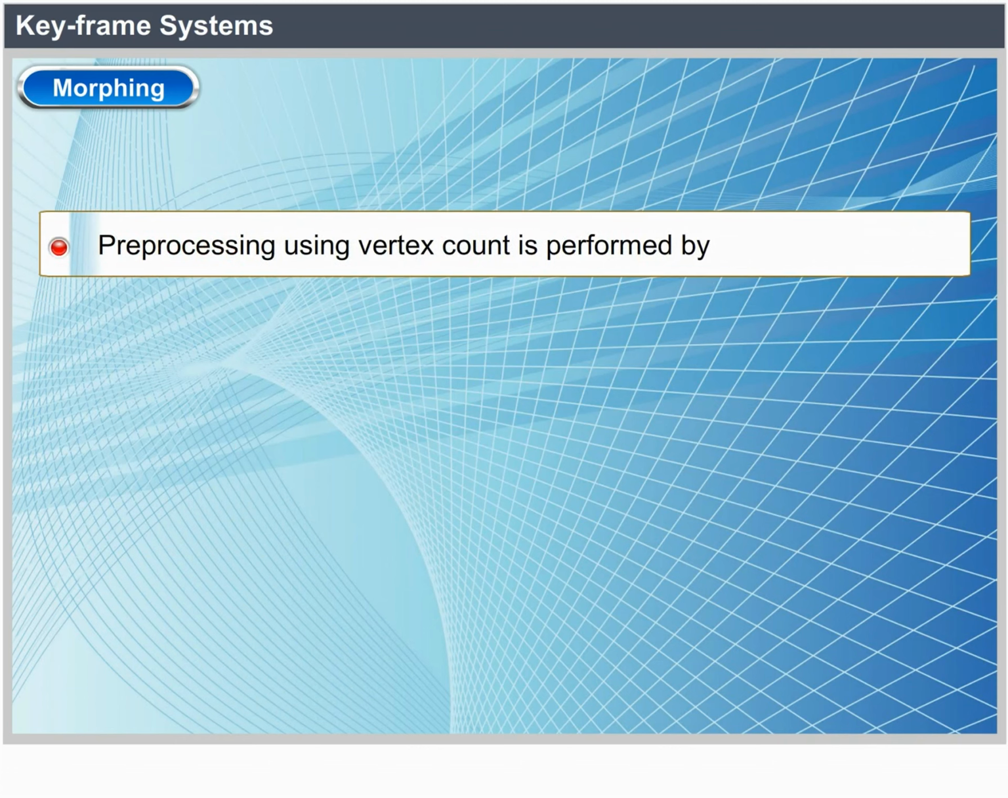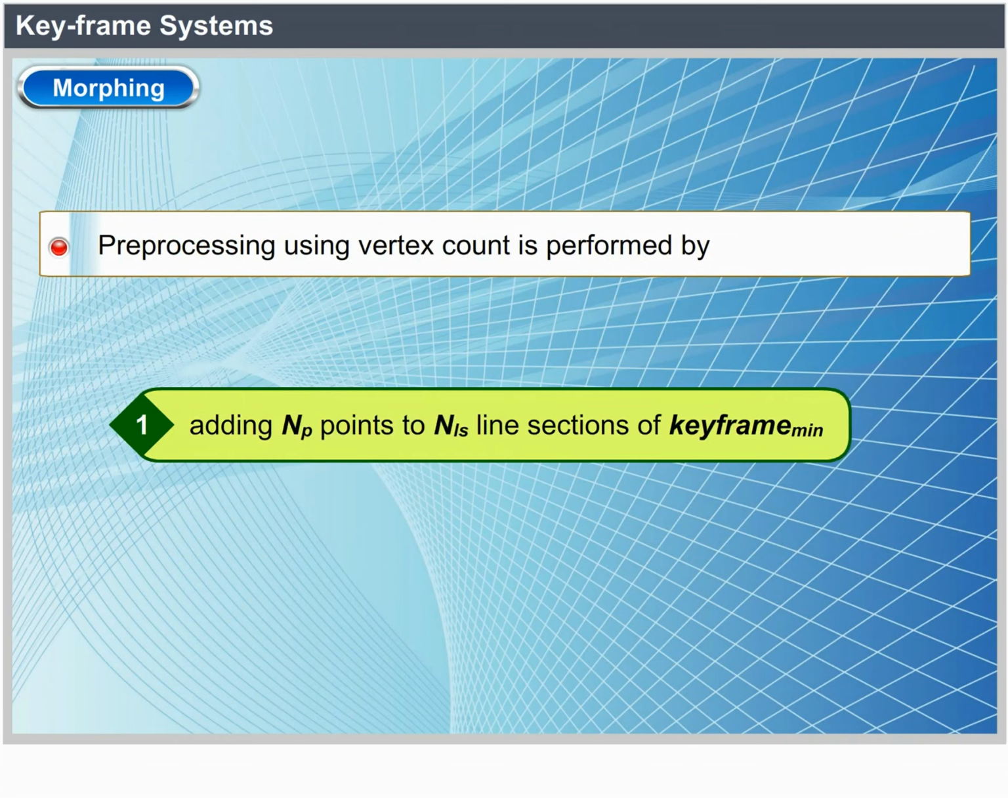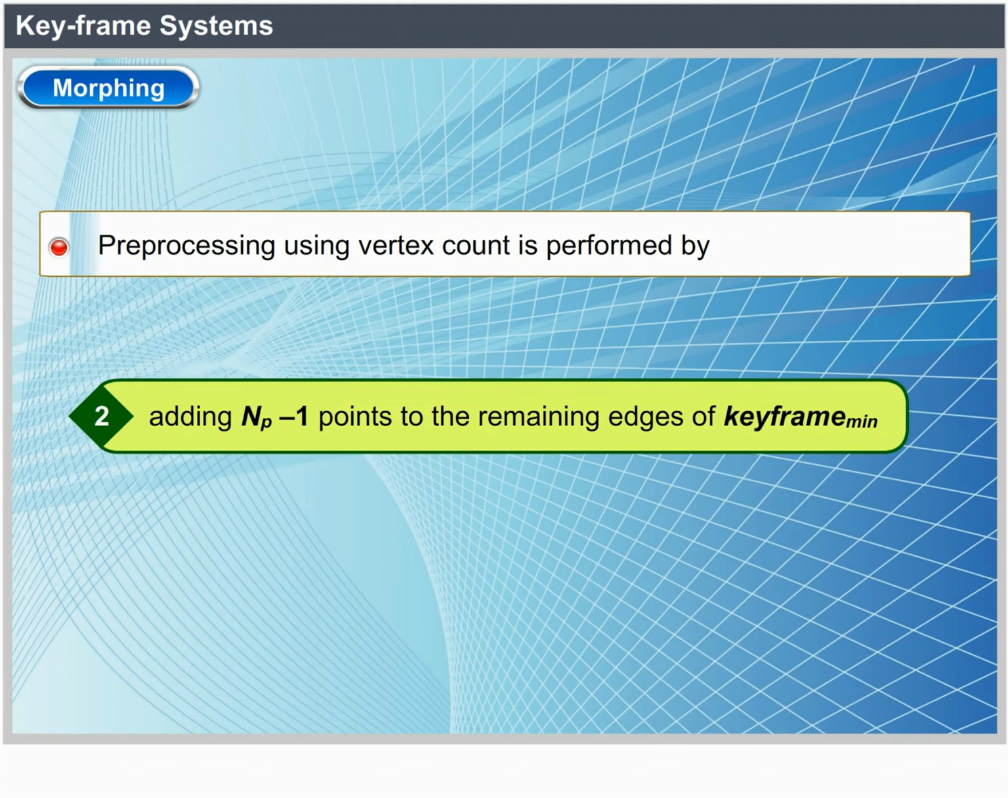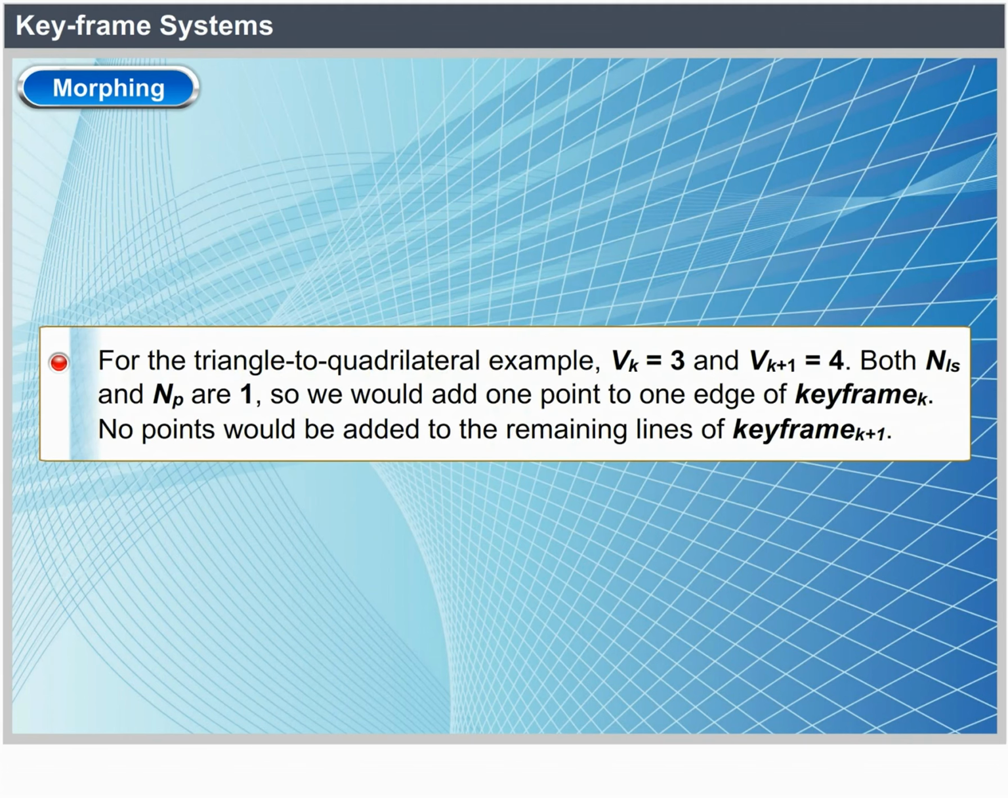Pre-processing for vertex count is performed by adding NP points to NIS line sections of keyframe min, adding NP minus 1 points to the remaining edges of keyframe min. For the triangle to quadrilateral example, Vk is 3 and Vk plus 1 is 4. Both NIS and NP are 1. So we would add 1 point to one edge of keyframe K. No points would be added to the remaining lines of keyframe K plus 1.